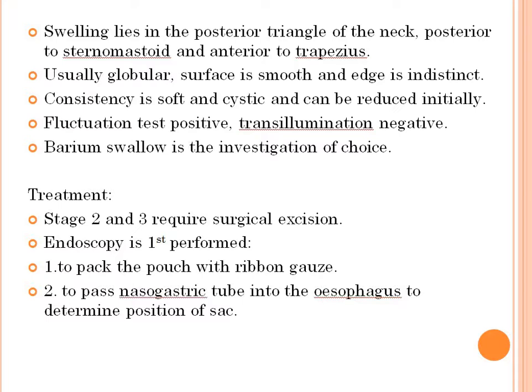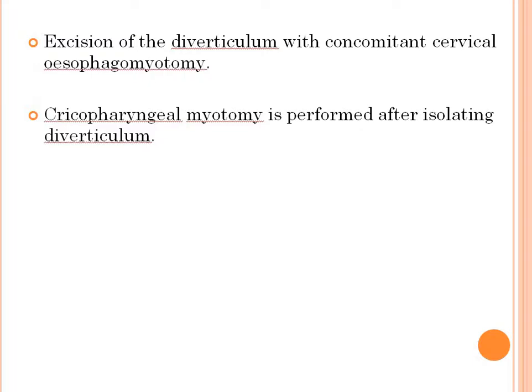Endoscopy is performed first, to pack the pouch with a ribbon gauze and to pass a nasogastric tube into the esophagus to determine the position of the sac. Excision of the diverticulum with concomitant cervical esophagomyotomy. Cricopharyngeal myotomy is performed after the diverticulum is isolated.